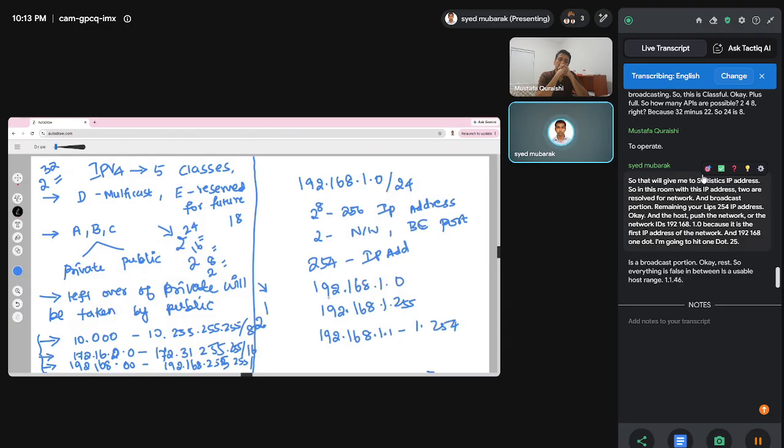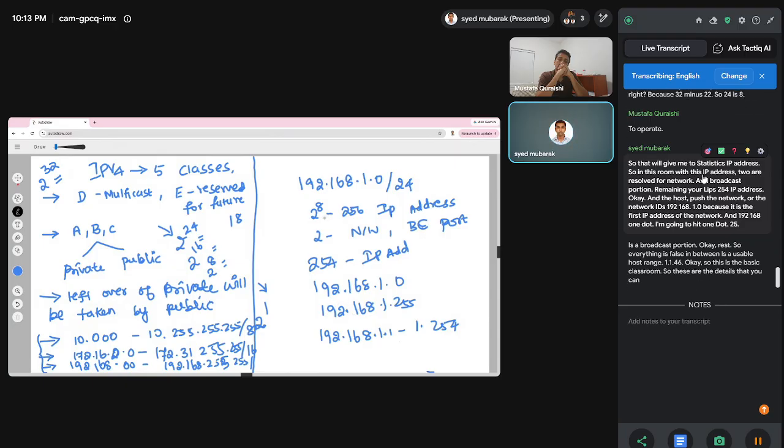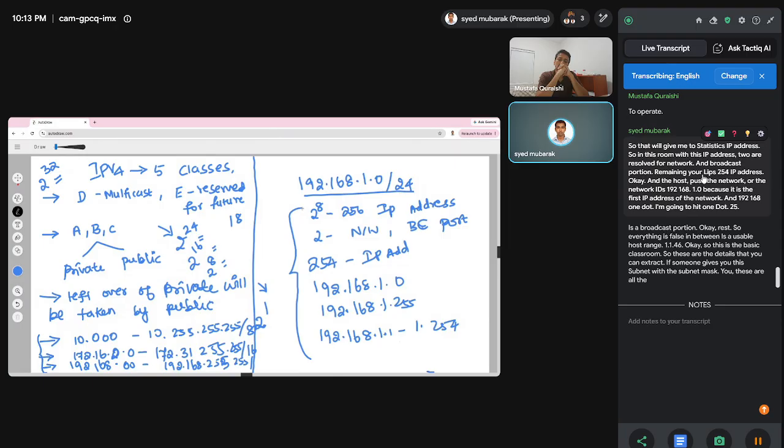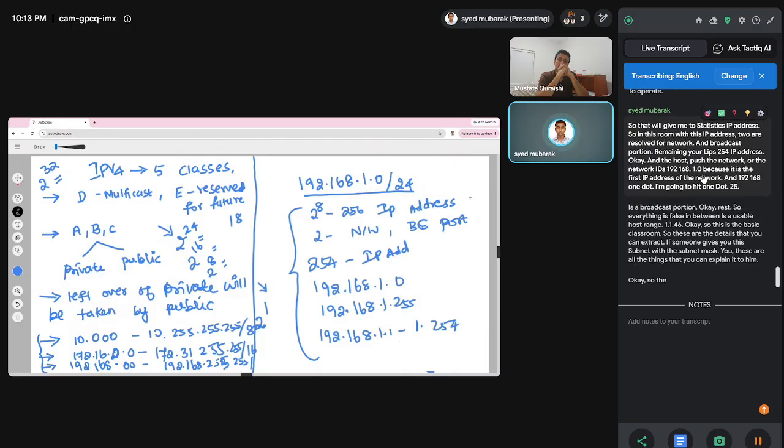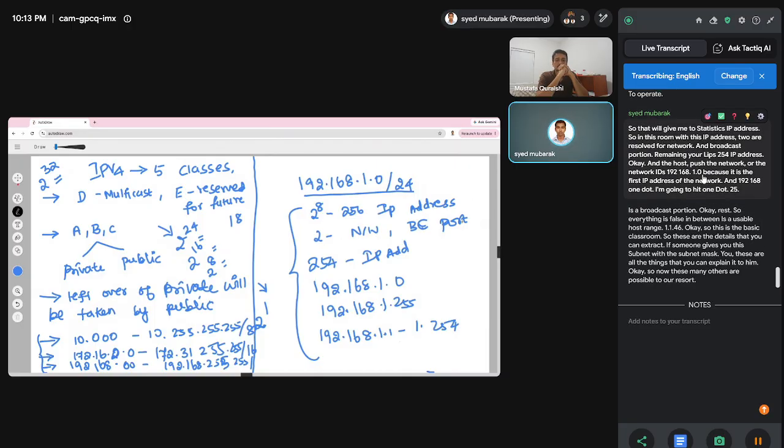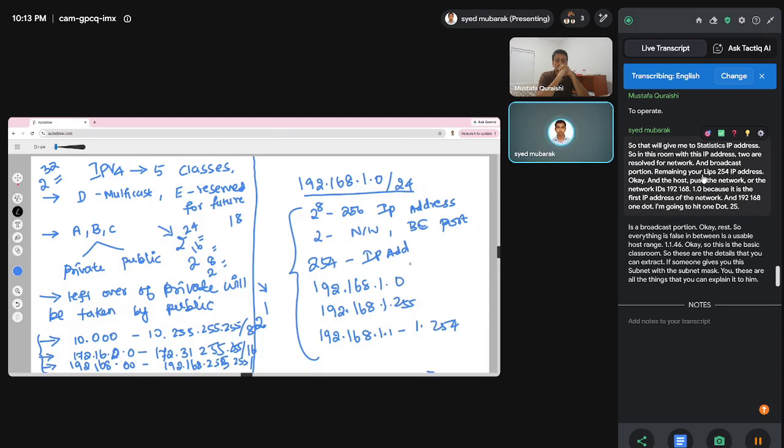So this is the basic classful. These are the details that you can extract. If someone gives you this subnet with the subnet mask, these are all the things that you can explain to them. These many addresses are possible, two are reserved for special purposes, then the usable range is 254, with a starting address, an ending address, and the usable range. So this is classful.